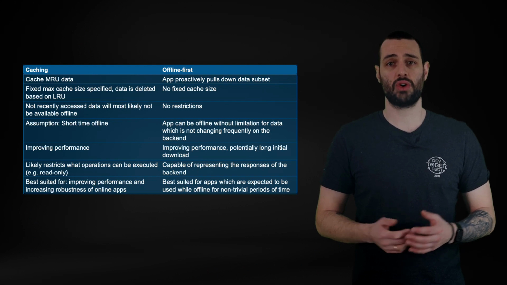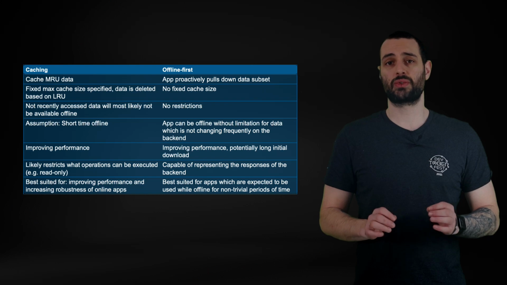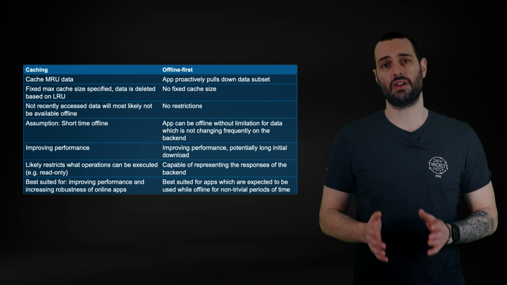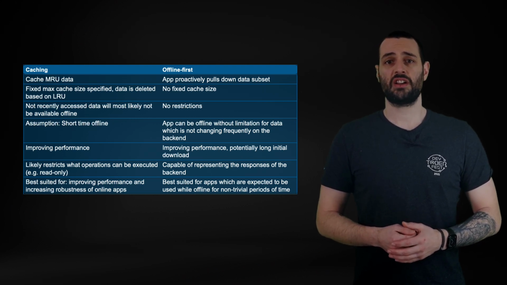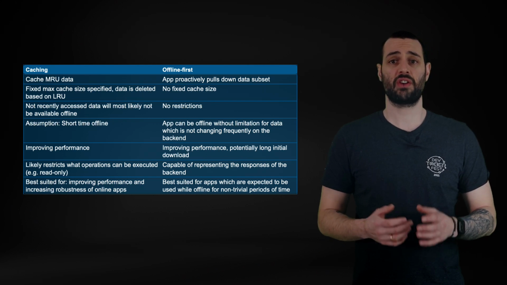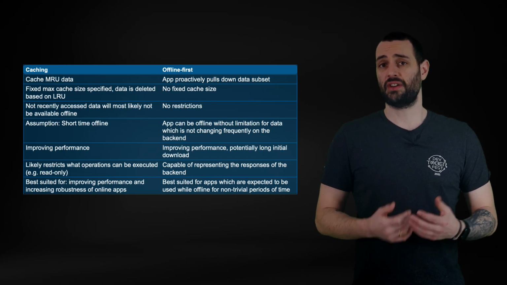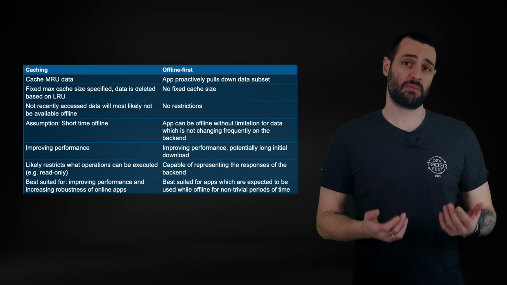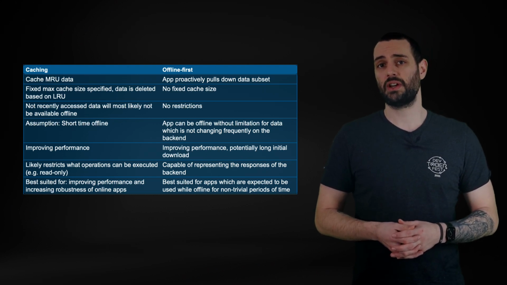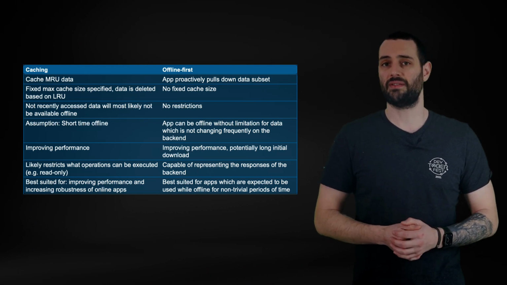If you want to store your most recent data with a fixed cache size for a short time to improve the general performance of the app, then caching is a perfect way to go. It is lightweight and it can improve the robustness of your app. If you require your app to store a larger amount of data for an almost unlimited time on the device, you need the full set of operability, and you expect your app to be offline for non-trivial periods of time, it makes sense to have a data subset available in an offline store on the device.